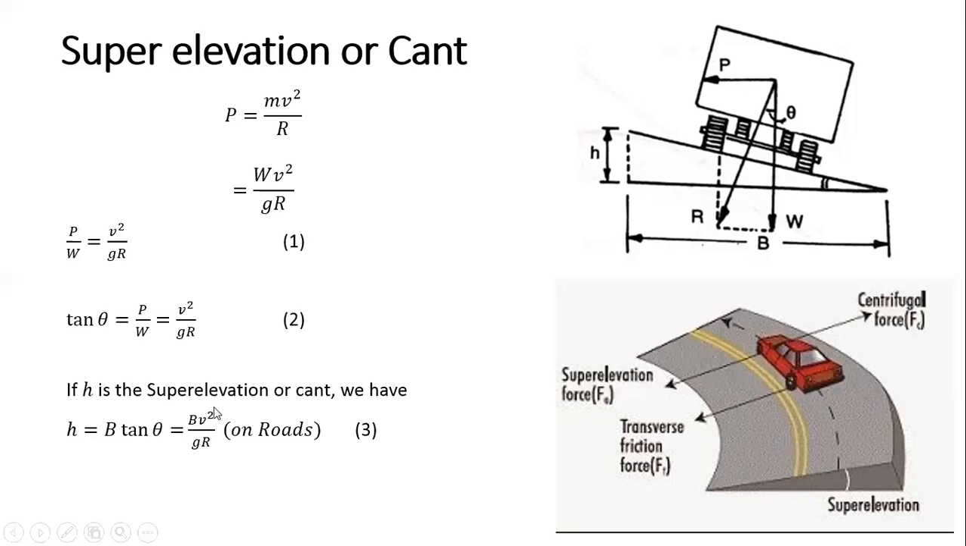Generally on the curves or on the highways, the design speed, the maximum speed of the vehicle, is restricted. Suppose that we have 100 kilometers per hour, so just put 100 here. We know the width of the road, we know the radius of the curve, so we have to find out the value of H. Similarly, for rails, in place of B, the width of the road, we have to put the gauge, that is the distance between the rails. So H is equal to G times tan theta. Only the difference is that here, in place of B, it is G. So this expression is valid for railways. Other terms remain the same.